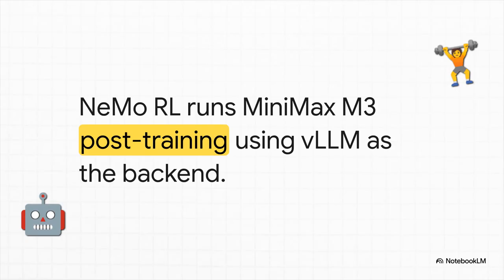But wait, it actually gets cooler. The impact of this goes way beyond just serving end users. This rock-solid serving infrastructure is actually doubling as the rollout engine for reinforcement learning. Right now, NVIDIA's NeMo-RL framework is running MiniMax M3 post-training, and they are natively using vLLM as the generation backend. When an inference engine is this efficient, it literally accelerates the model training loop itself. That is a huge deal.